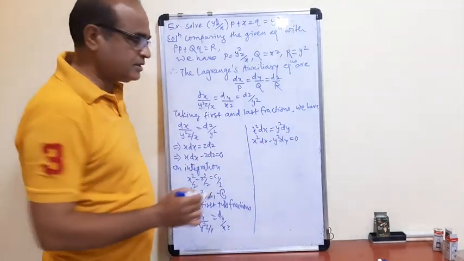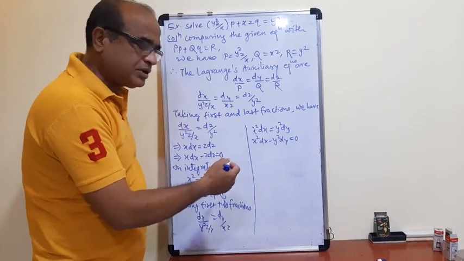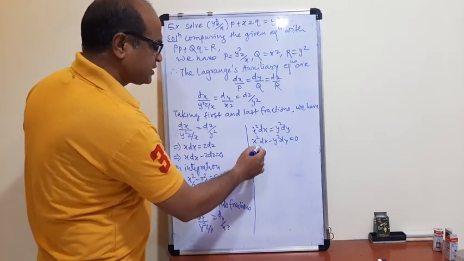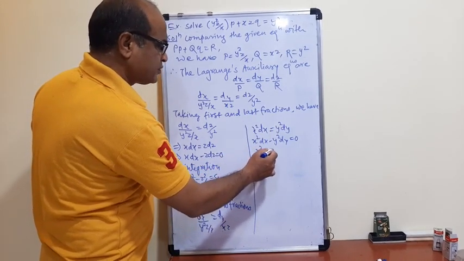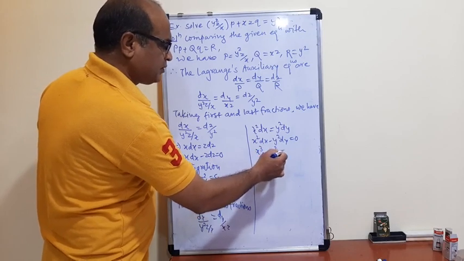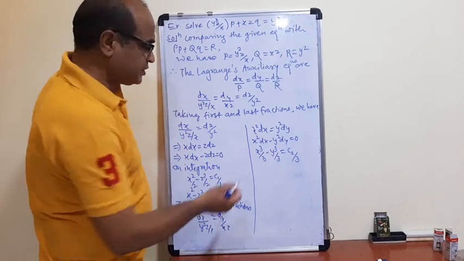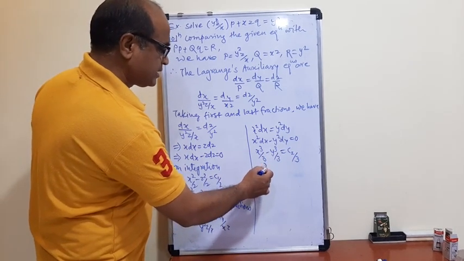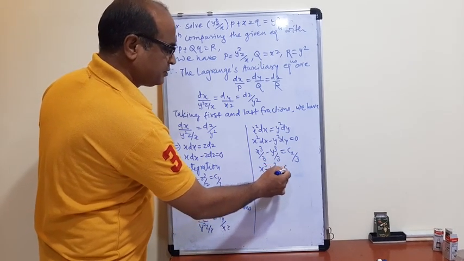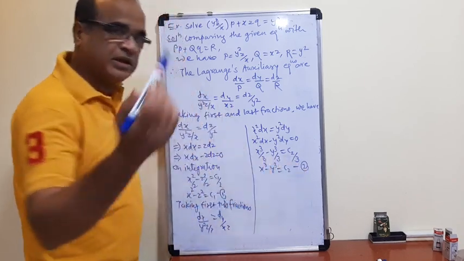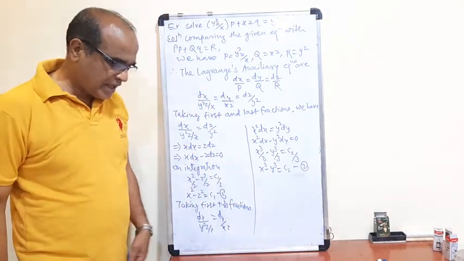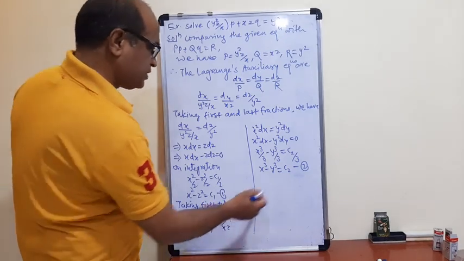On integration of this equation, we get x cube upon 3 minus y cube upon 3 is equal to an integrating constant c2 upon 3. So x cube minus y cube is equal to c2. This is another part of the solution, equation 2 here.